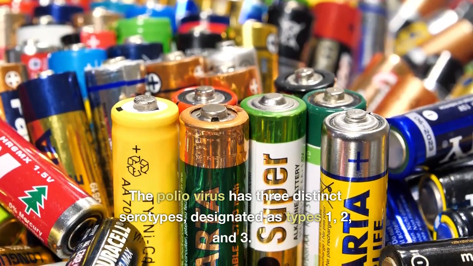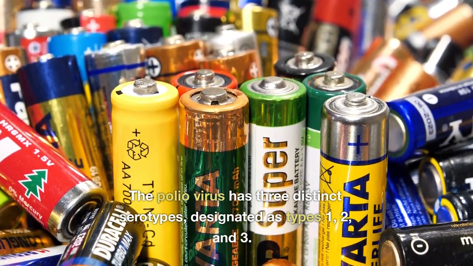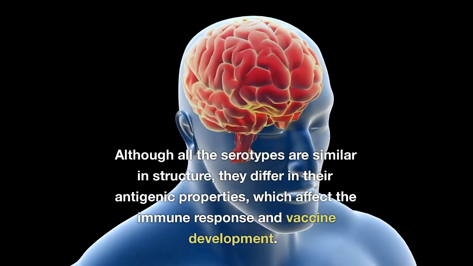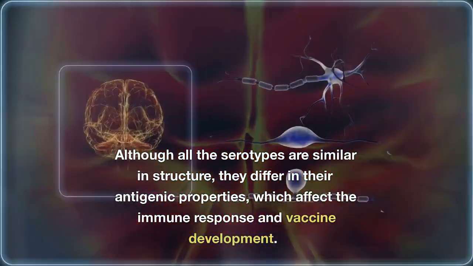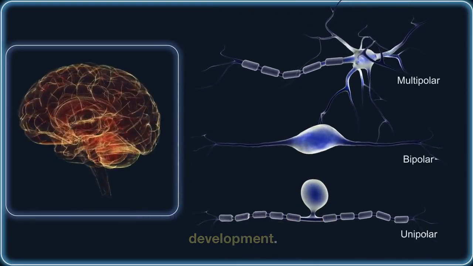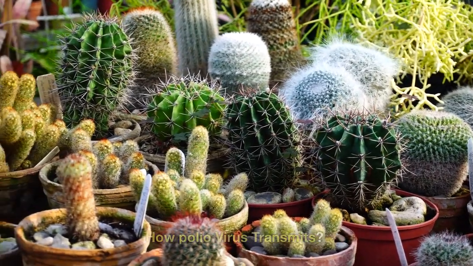The poliovirus has 3 distinct serotypes, designated as types 1, 2, and 3. Although all the serotypes are similar in structure, they differ in their antigenic properties, which affect the immune response and vaccine development.